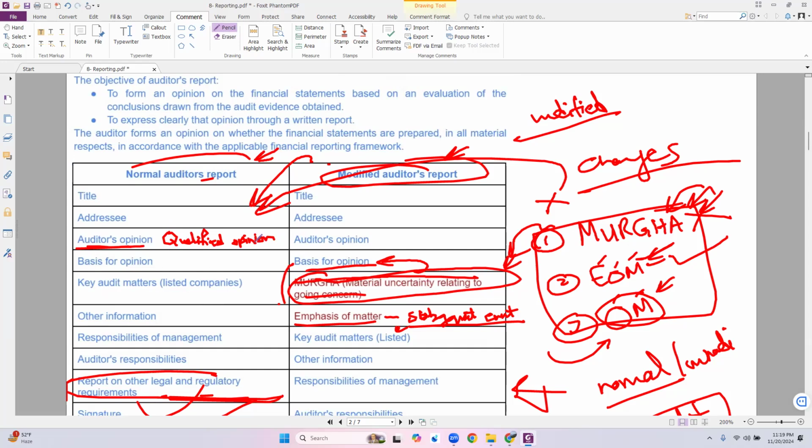Okay. And guess what? Another name is going to change. The basis for opinion paragraph name would also change to basis for qualified opinion. Which one? The next paragraph. What is it? Basis for opinion.